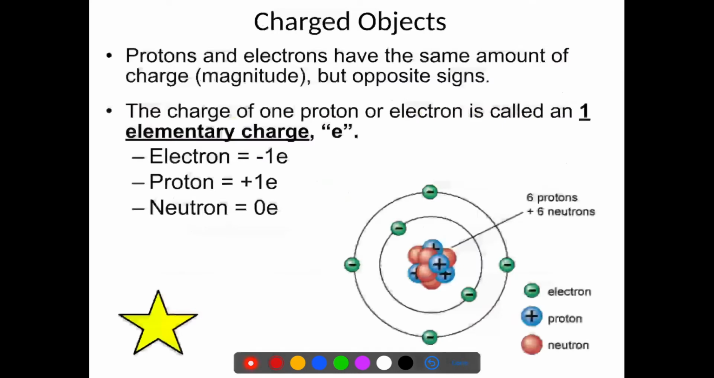Okay. Protons and electrons have the same amount of charge. We say same magnitude of charge, but they are opposite signs. We call them elementary charges, the very smallest charge you can get, at least until we get to modern physics. So there's a negative 1e for the electron, positive 1e for the proton, and of course 0 for the neutron. There's no charge.